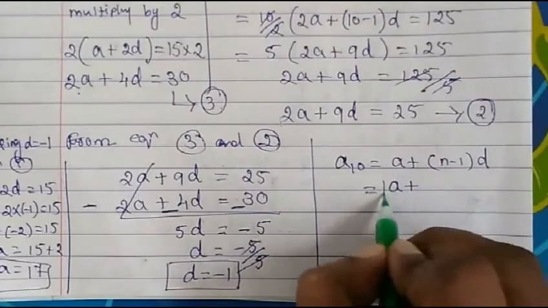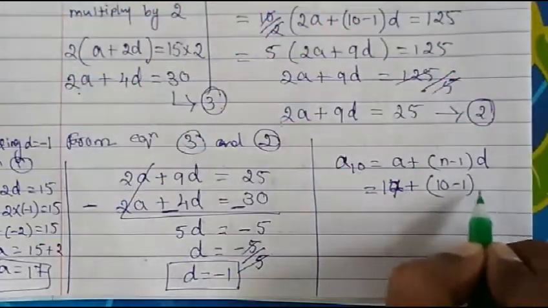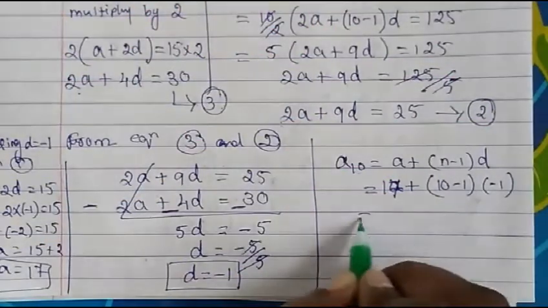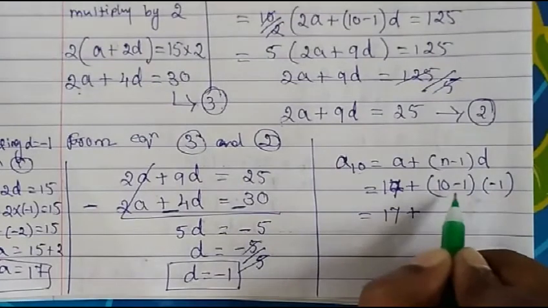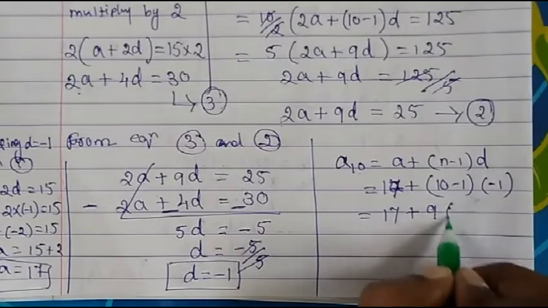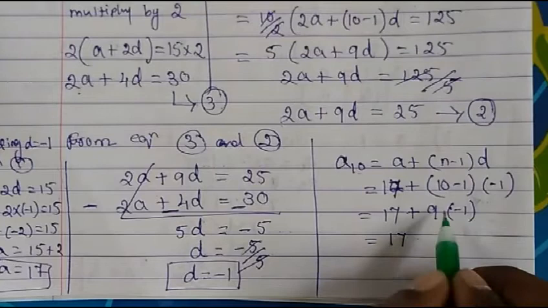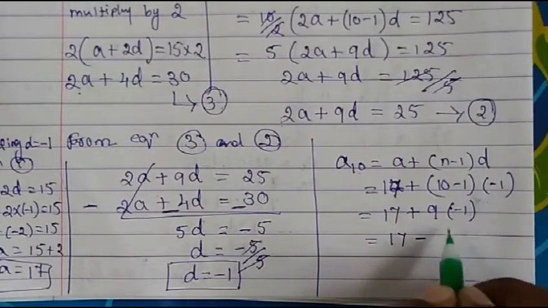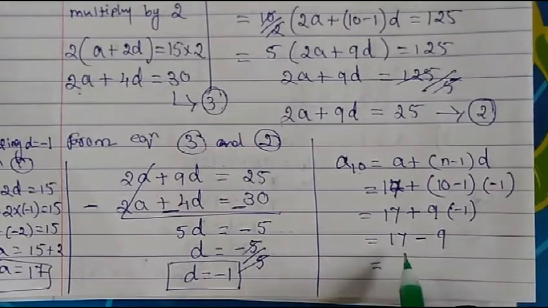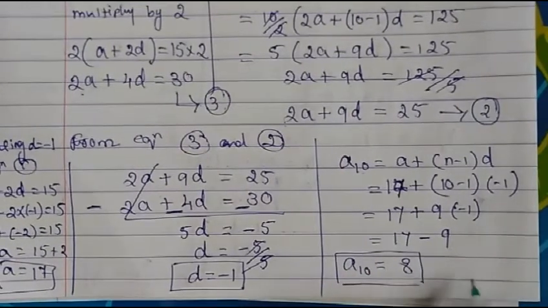So now you can put it here. 17 plus n is what? 10 minus 1, d we know is minus 1. So 17 plus 10 minus 1 will give us 9. And then you have here in multiplication minus 1. So 17, then 9 into minus 1 will give us minus 9. So then 17 minus 9 will give us 8. So a10 is 8. So that's our answer.